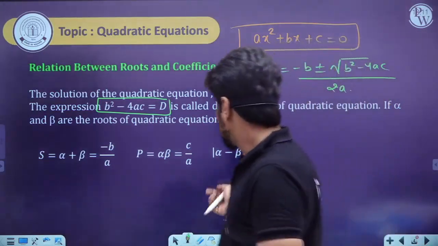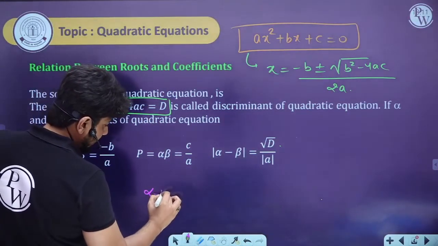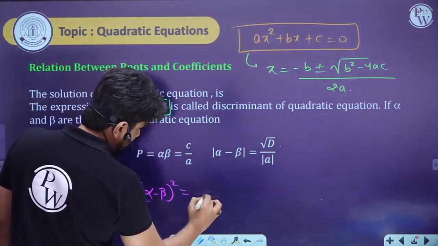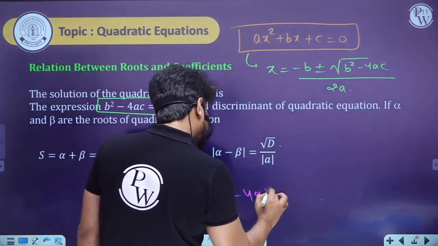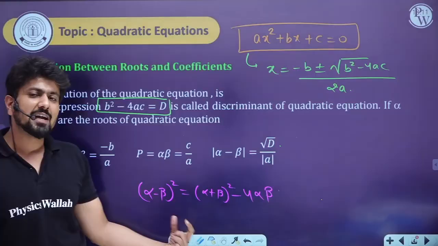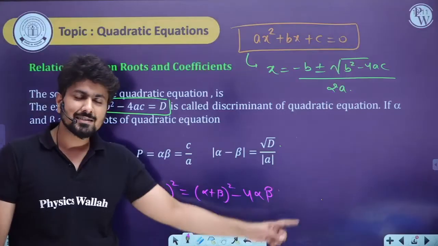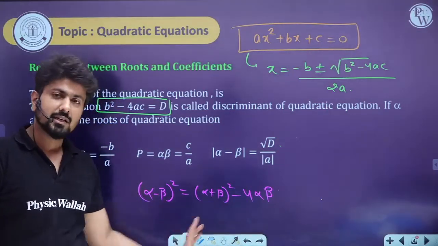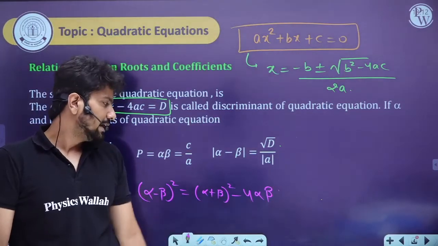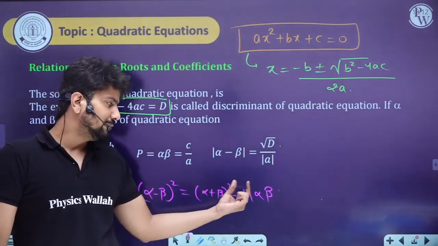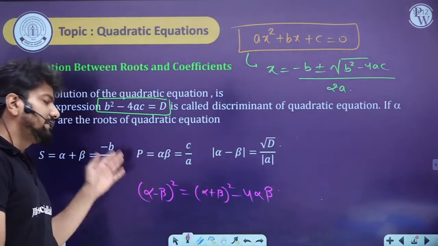How do we get to this alpha minus beta part? It's very simple. There's a very famous identity that alpha minus beta whole square is equal to alpha plus beta whole square minus 4 alpha beta. Write this down in your copy and check it. Yes, this is correct, because alpha plus beta whole square is alpha square plus beta square plus 2 alpha beta, and there is minus 4 alpha beta. 2 alpha beta minus 4 alpha beta will give us minus 2 alpha beta, which is the same as the left hand side.